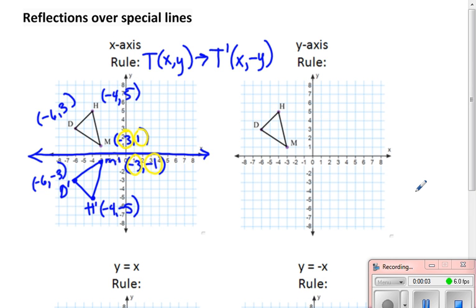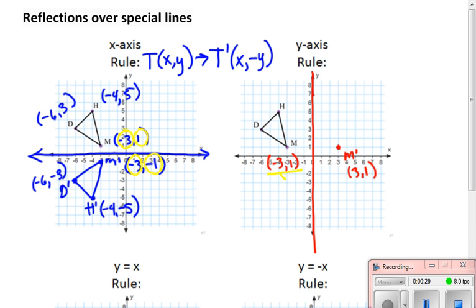Now our special reflecting rules continue with the y-axis. If we use this as our reflecting line, if we use our rule by sight and we say, well, M is 1, 2, 3, 1, 2, 3, M prime would go right there. If M is at negative 3, 1, where did M prime go? It went to 3, 1.